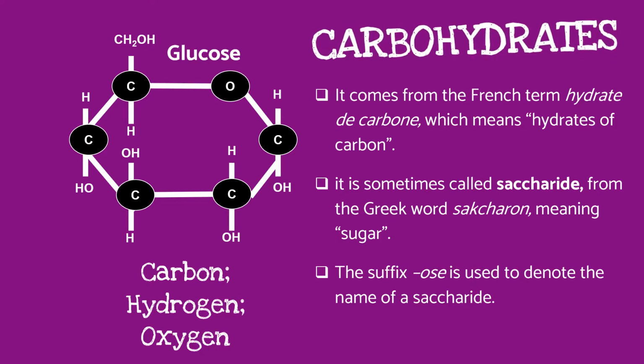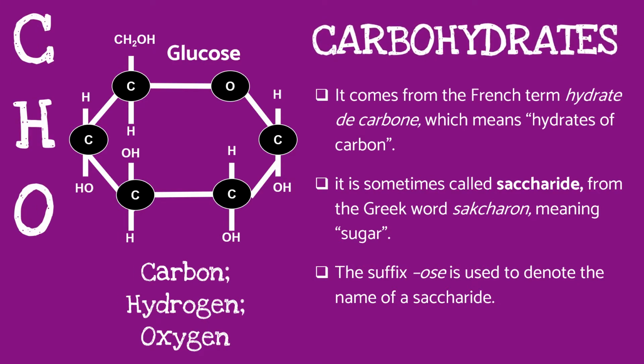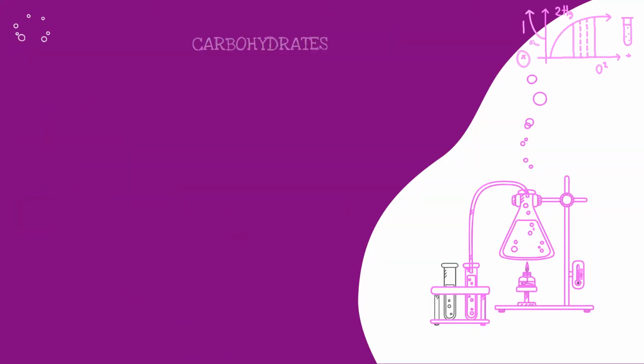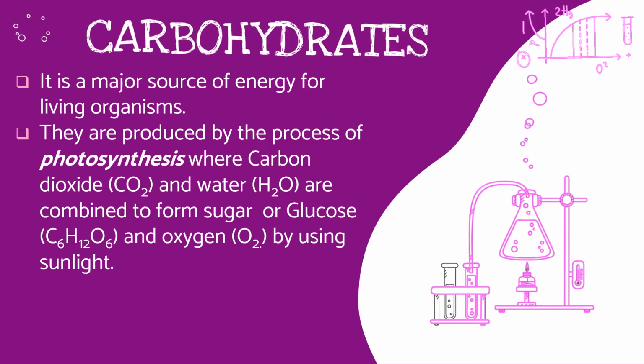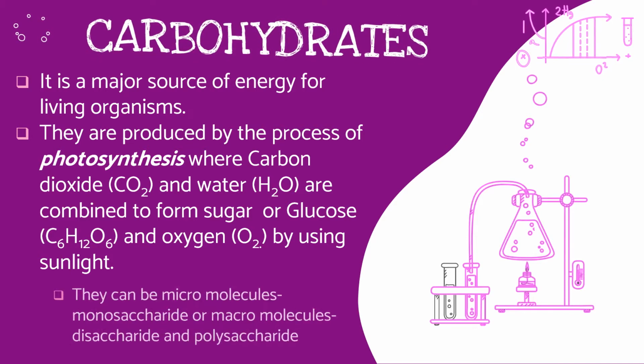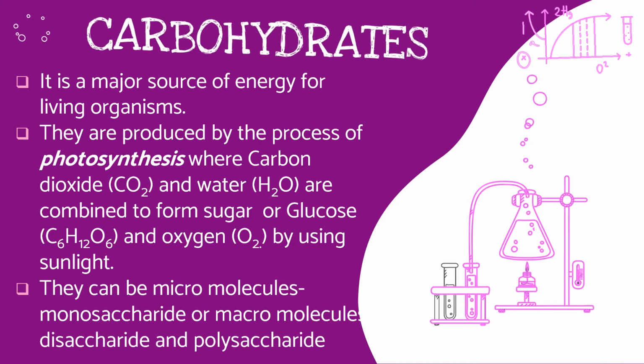Glucose, an example of carbohydrates, has the elements carbon, hydrogen, and oxygen, or CHO. It is a major source of energy for living organisms. They are produced by the process of photosynthesis, where carbon dioxide and water are combined to form sugar or glucose, and oxygen by using sunlight. They can be micromolecules, monosaccharide, or macromolecules, disaccharide and polysaccharide.